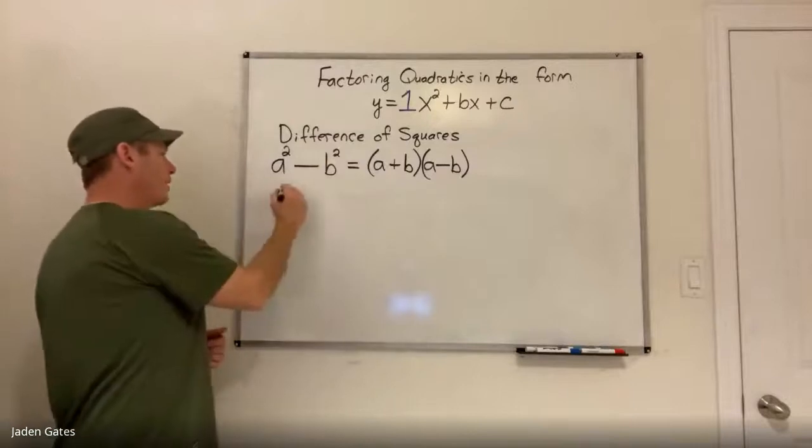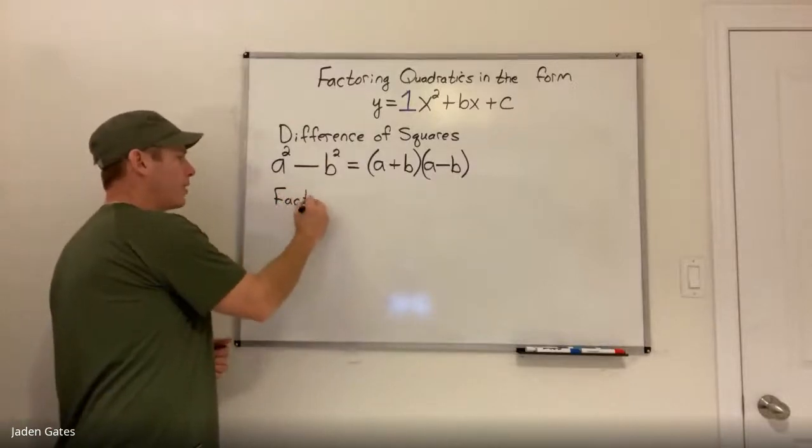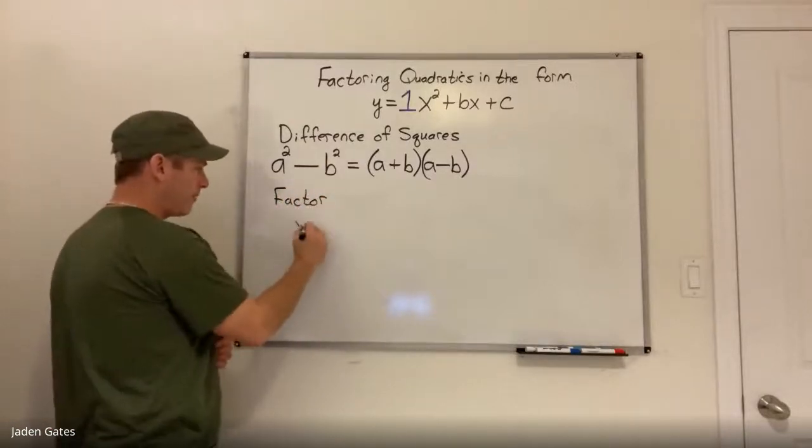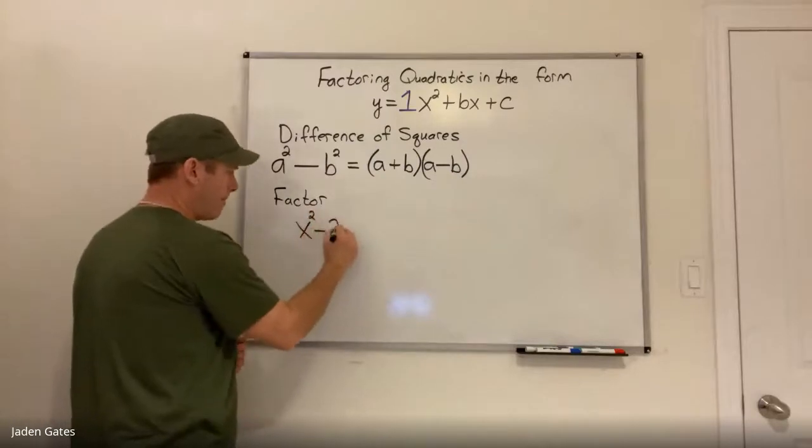Now, how does that really look when we're doing questions? Here we go. I'm going to factor x squared minus 25.